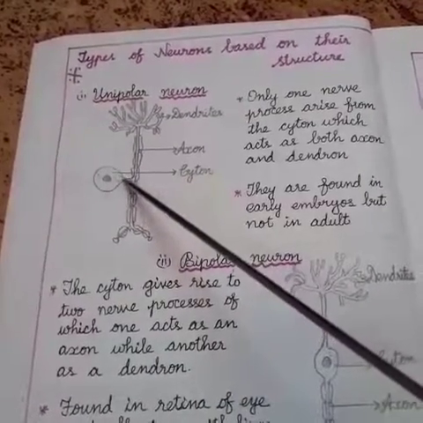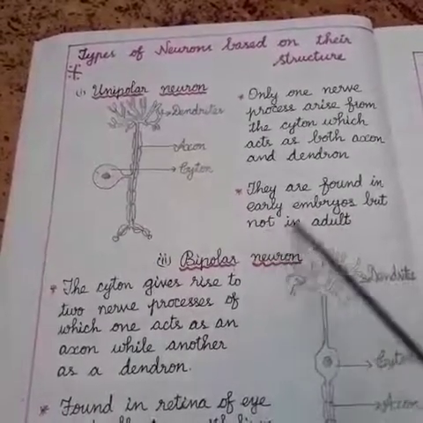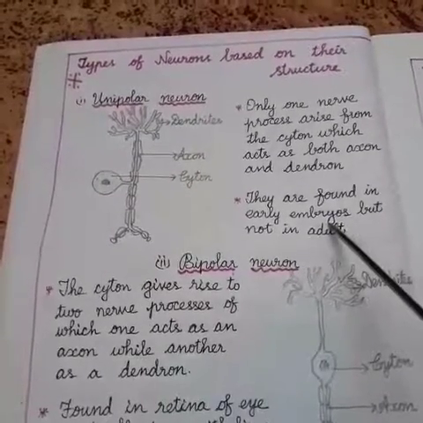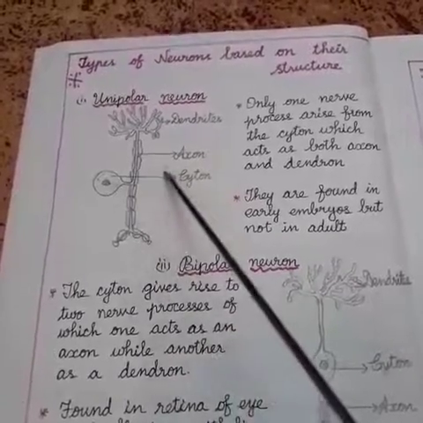So where will this unipolar neuron be found? They will be found in the early embryos. So ஒரு embryo develop ஆகும்போது அந்த early stageல இருக்கும். But it will not be seen in the adult. Adultல நம்ம unipolar neuron பார்க்க முடியாது.